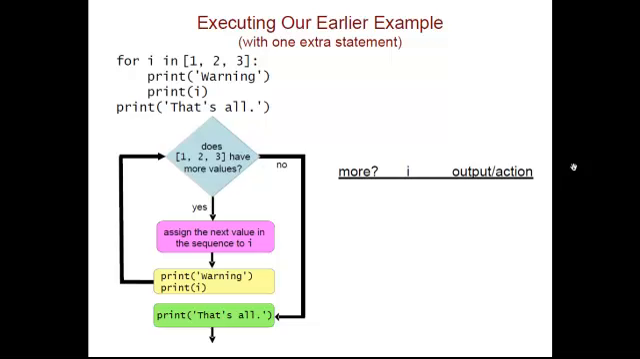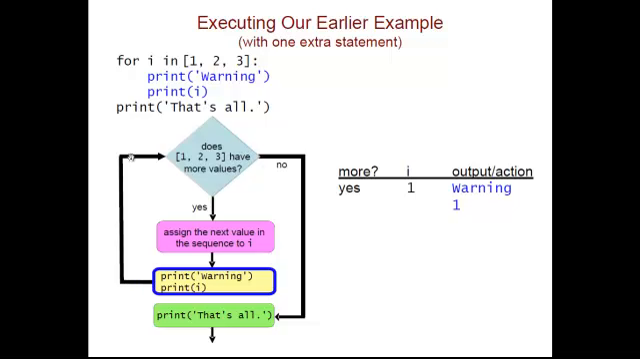Let's go into more detail for this particular example, and we're going to use a table to keep track of what's going on. I've also added one extra print statement here, and you'll notice it's not indented, so it's not part of the loop. What we repeatedly ask ourselves is whether the sequence 1, 2, 3 has any more values that have yet to be processed. Initially it does, and we take the first value in the sequence, which is the 1, and we assign it to the variable i. We then execute the body, which in this case is printing the string warning and then printing the current value of i. And that's why we get warning 1.